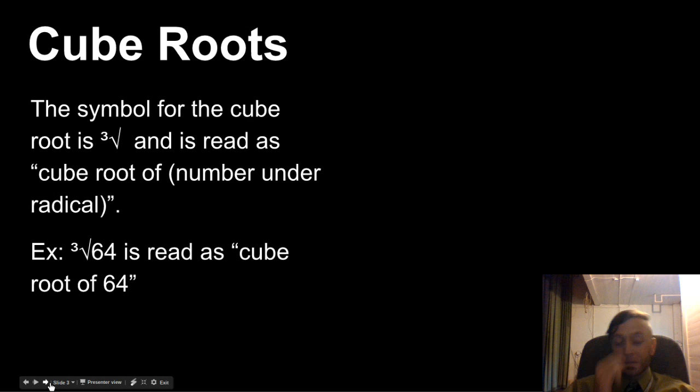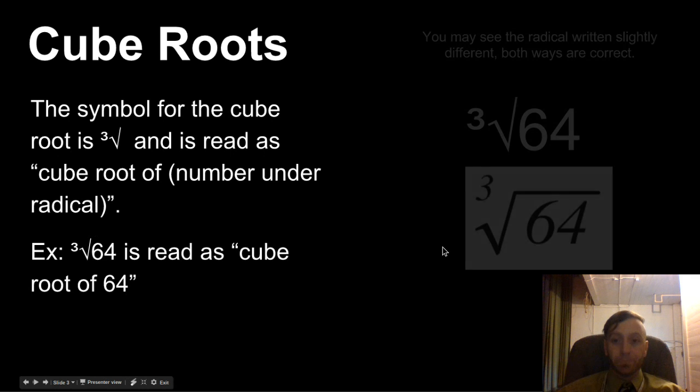All right, so cube root. The symbol for a cube root looks like an exponent 3 just in front of a radical, and it's read as the cube root of. So if I had this right here with the 3, the radical symbol, and the number 64, you would say the cube root of 64.